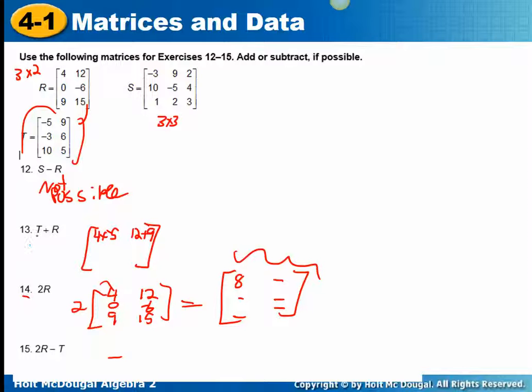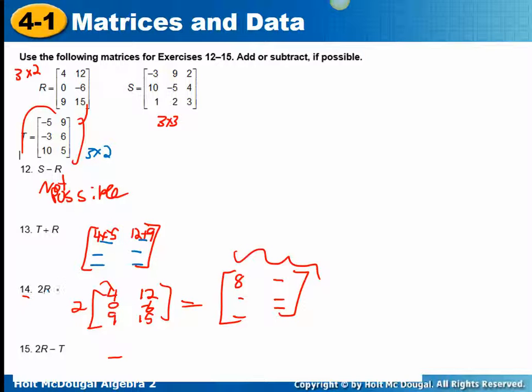In the next one, T plus R, they're both 3 by 2 matrices. So we can add, so you would take 4 plus negative 5, and that will be your first entry. And 12 plus 9, that'll be your second entry. And then you'll continue doing that for each of the corresponding entries in the matrices.